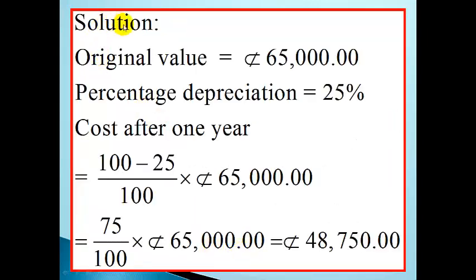Now let's look at the solution. The original value is 65,000 cedis and the percentage depreciation is equal to 25%. So if you want to find the cost after 1 year, that's the new value, it is going to be 100 minus 25 divided by 100 times the original value, and the original value is 65,000. Now 100 minus 25 equals 75. So we have 75 over 100 times 65,000.